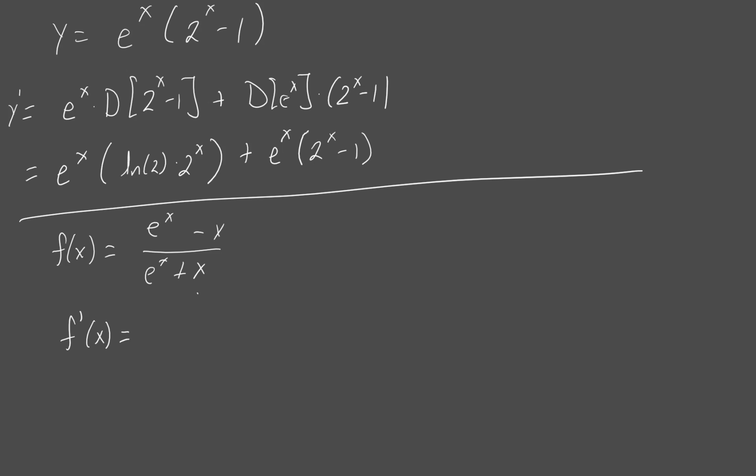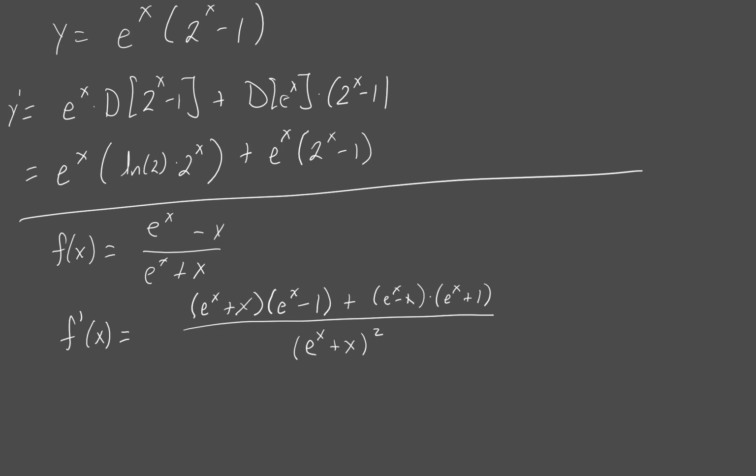it's low d high, so e to the x plus x is the low, times the derivative of the top. And if I can think through this, the derivative of the top, the e to the x stays there. The derivative of minus x becomes minus 1. So that's low d high, right? Plus high d low, e to the x minus x, that's high, times the derivative of the bottom, e to the x plus 1. Okay, so that's high d low. And then it's over the square of what's below, so e to the x plus x squared.